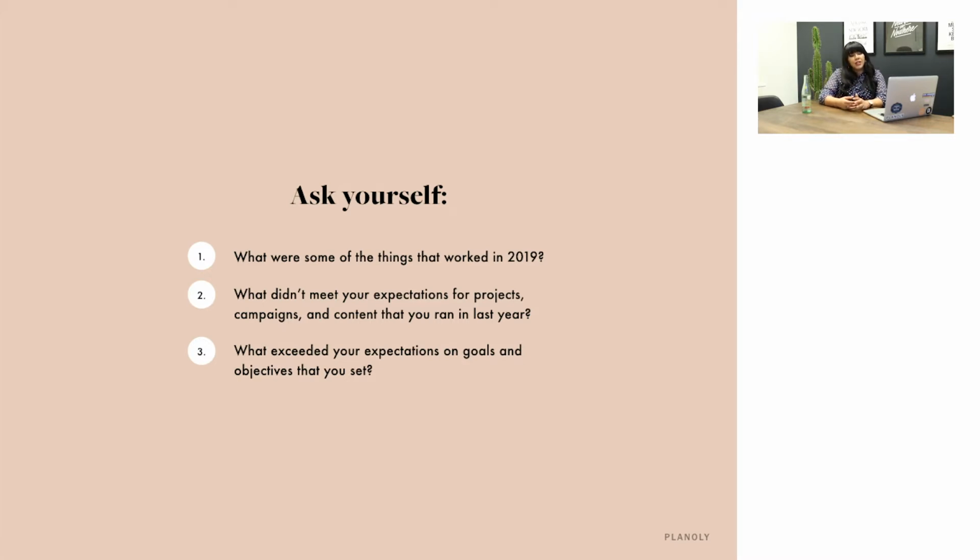But also make sure that you understand what didn't meet your expectations for projects, campaigns, and content that you ran last year. Was it that the partnership wasn't right? Was it the execution that wasn't there? Or it could have been done a little bit better? Were some channels missed along the way? Really do a deep dive and understand what could have been done better, because it probably didn't generate the best results.